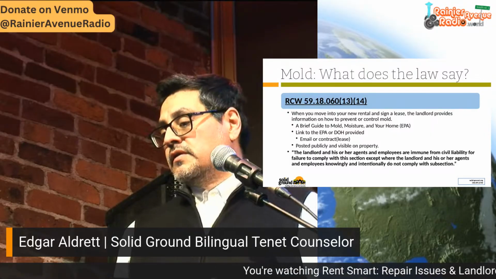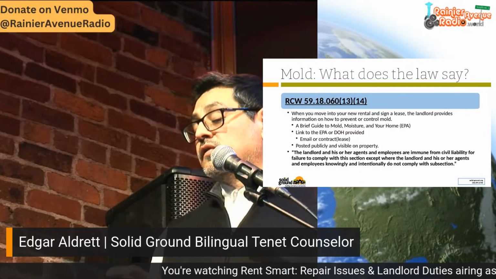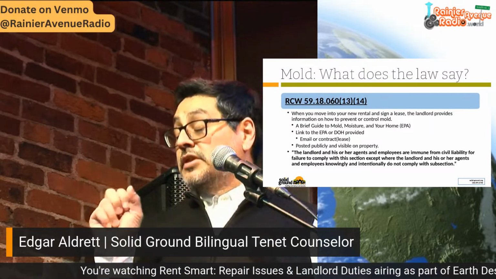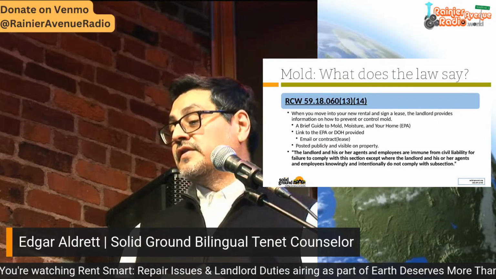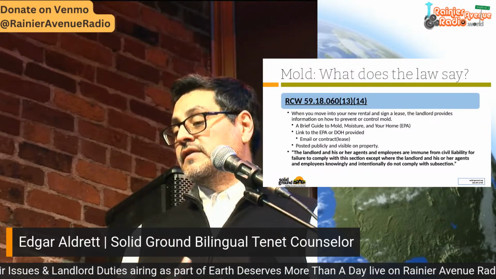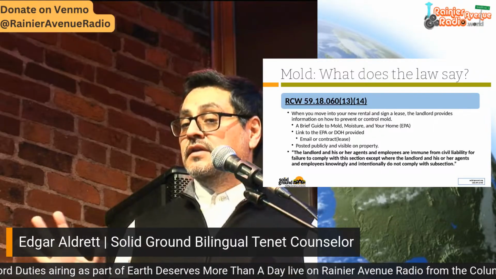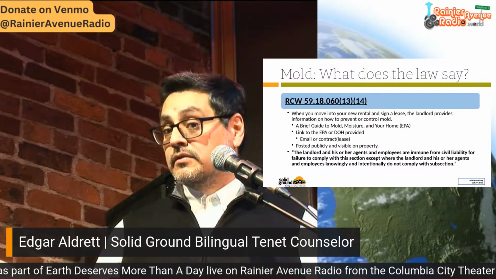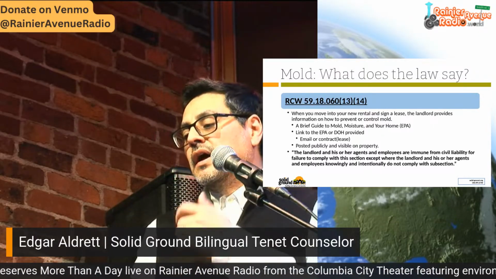And pretty much here, RCW 59.18.060, aptly titled landlord duties, but sections 13 and 14, this is pretty much what it says, what the landlord's responsibilities are. And this is all that's mentioned in the RLTA about mold. Not very helpful, is it?